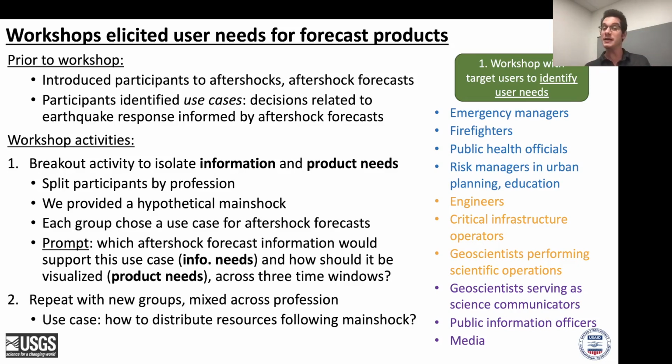Then we repeated that activity, but with new groups that are mixed across profession. And we gave each of them a common use case. So we asked them to consider how they would distribute resources following a main shock, where resources could be their equipment or their teams or their shelters, something that was relevant to their profession. And again, they had to come to consensus across professions on their information and product needs.